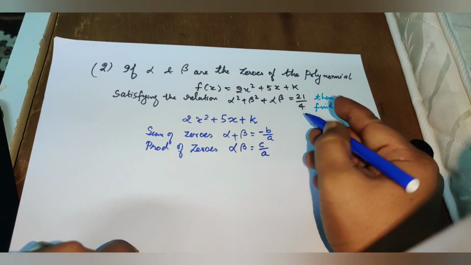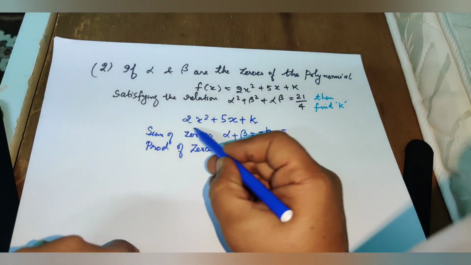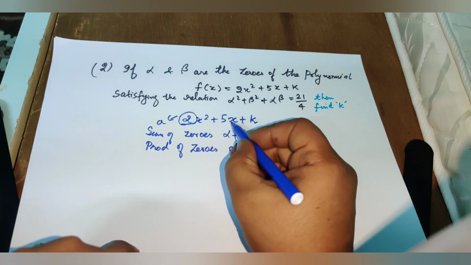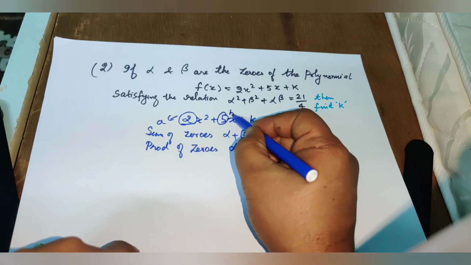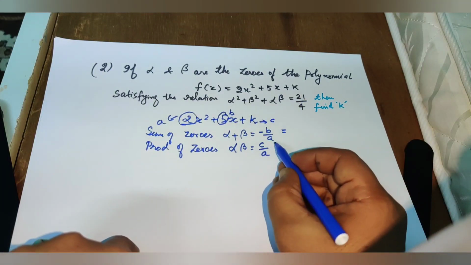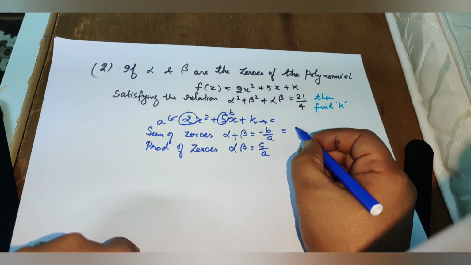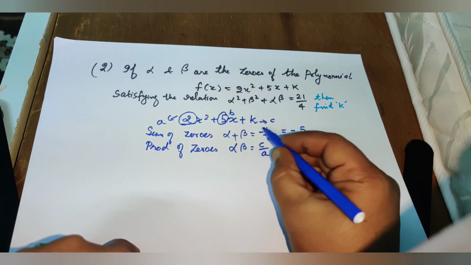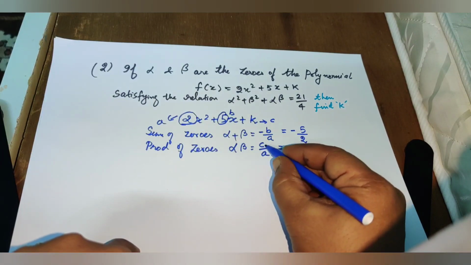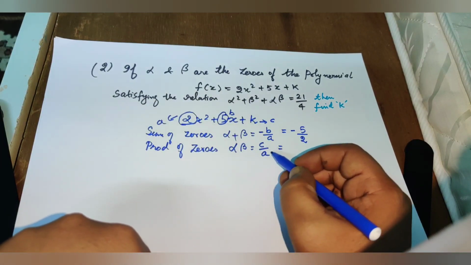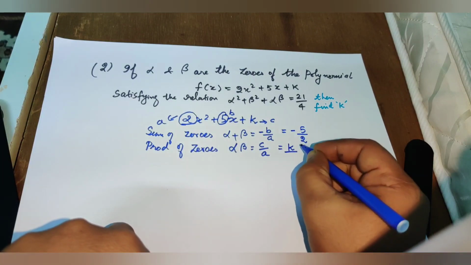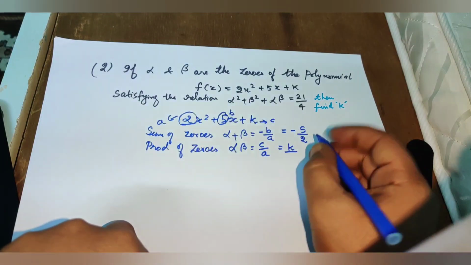We can do minus b by a. What is the coefficient of x square? That is a. What is the coefficient of x? That is b. And the constant is k, which is nothing but c. So minus b by a: b is 5, a is 2, so minus 5 by 2. And the product of the zeros is the constant divided by the coefficient of x square. The constant is k, and the coefficient of x square is a, that is 2, so k by 2.